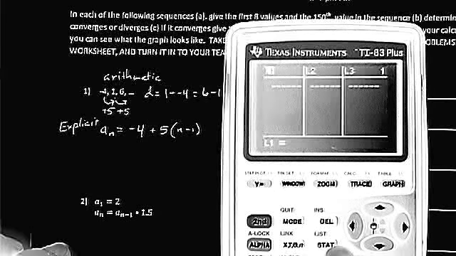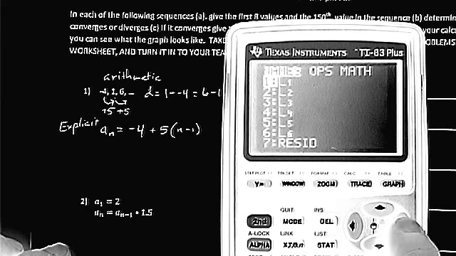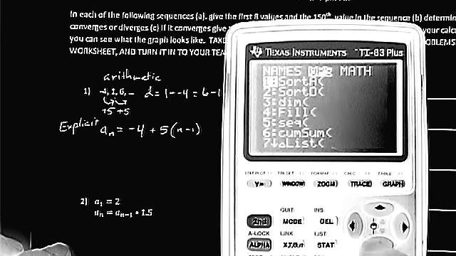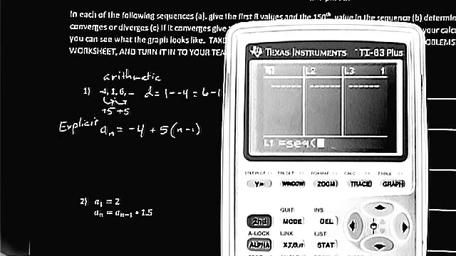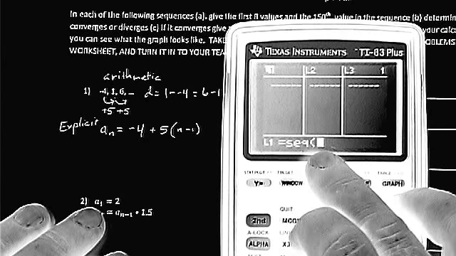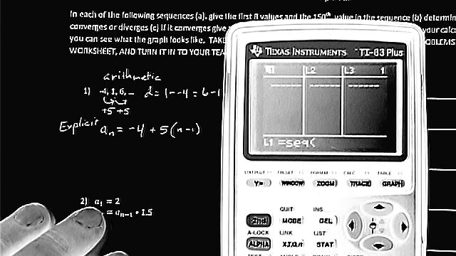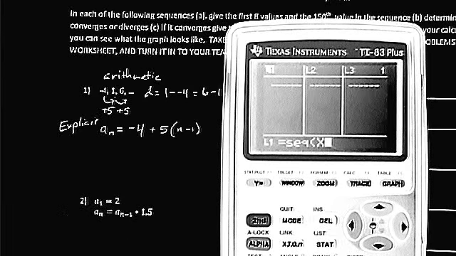Right above the step button is list, so second, list, and we can go over to operations or ops. Okay, the fifth one in the list is sequence, and so we want that one. Please make note that you're at the top, you're not in the first entry of the list. You might want to just follow this instruction. The very first entry in the list is an X. That represents the function that we're dealing with, Y equals X.